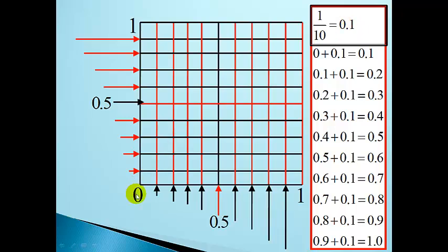So if you have 0 here, plus 0.1 is 0.1, plus 0.1 is 0.2, 0.3, 0.4, 0.5, 0.6, 0.7, 0.8, 0.9, then you get to 1. And the same thing happens also on the y-axis.